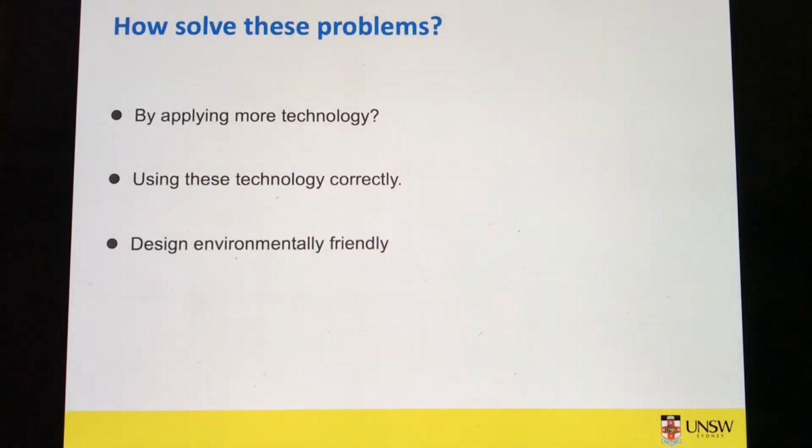So, how to solve these problems? By applying more technology, applying new technology, just like my team member said before, but it may cause many more environmental problems. So, what about using this technology correctly? Because some people wouldn't like to use it with the aim to protect the environment. Maybe they could. And another reason, maybe engineers can design these products to be environmentally friendly.